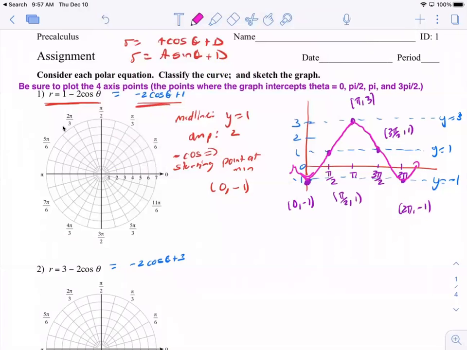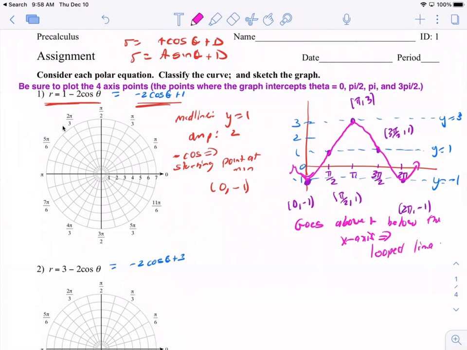Okay, so what's happening in this graph? The graph is going above and below the x-axis. When that happens, we know we're going to have a looped limacon.